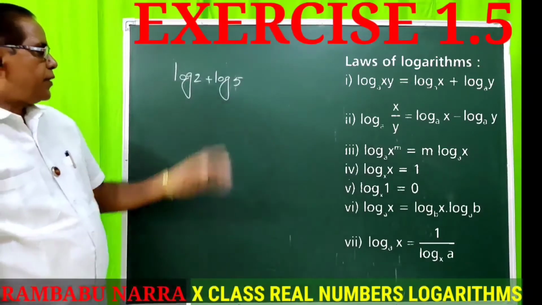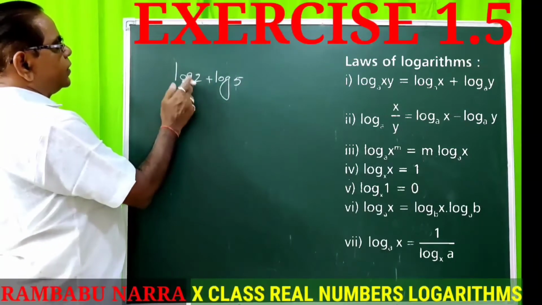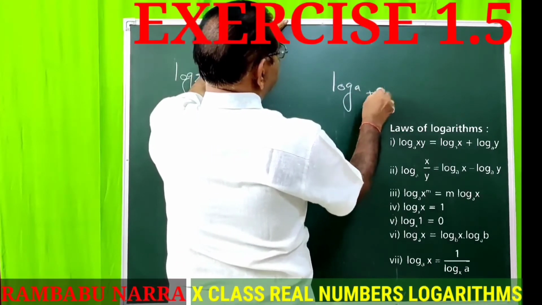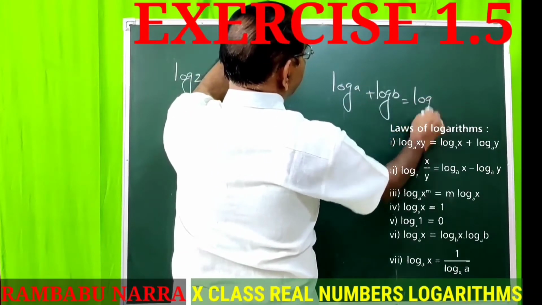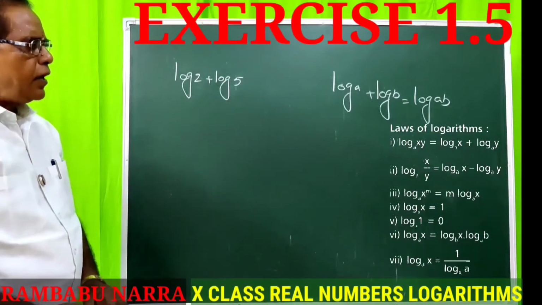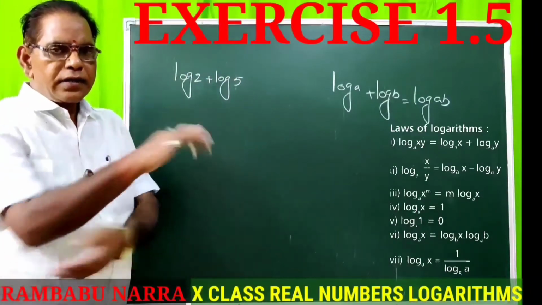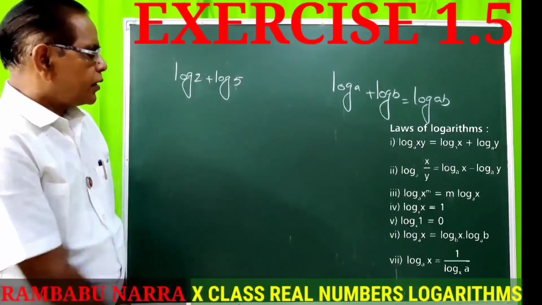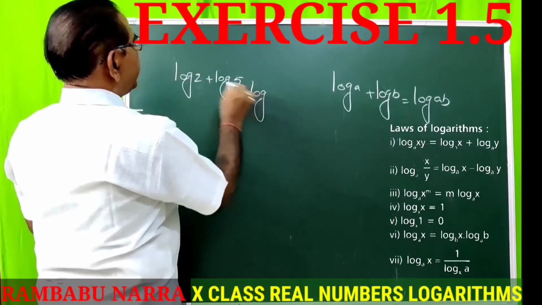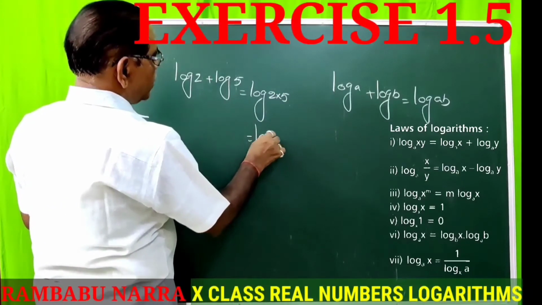First bit: log 2 plus log 5. We see here log a plus log b equals log ab. This is the product rule. Log a plus log b and log ab are the inverse of one another. Therefore log 2 into 5 equals log 10.